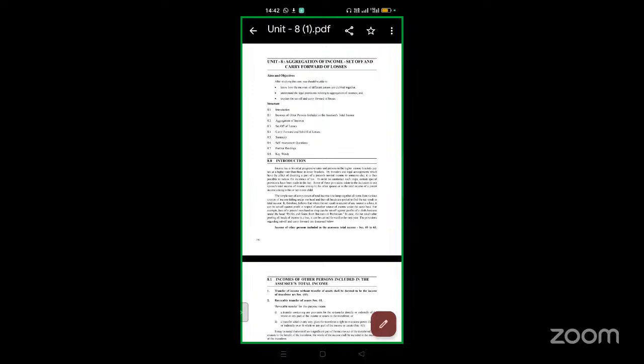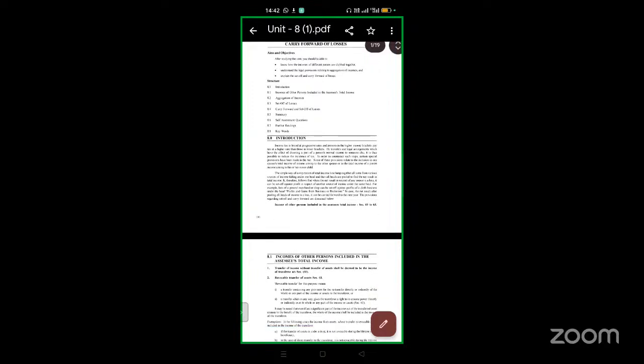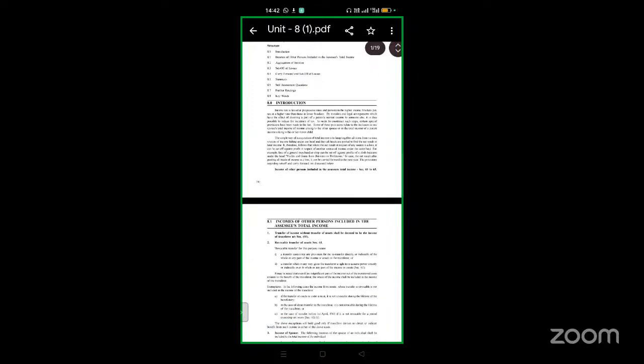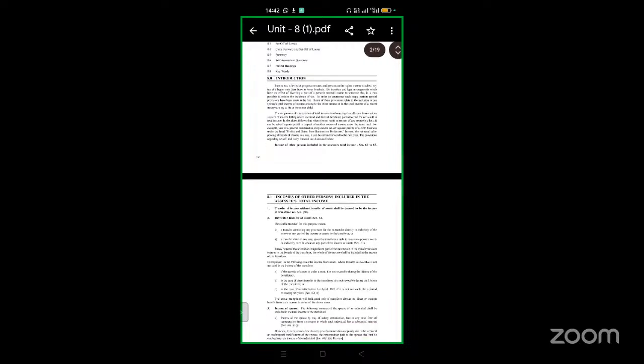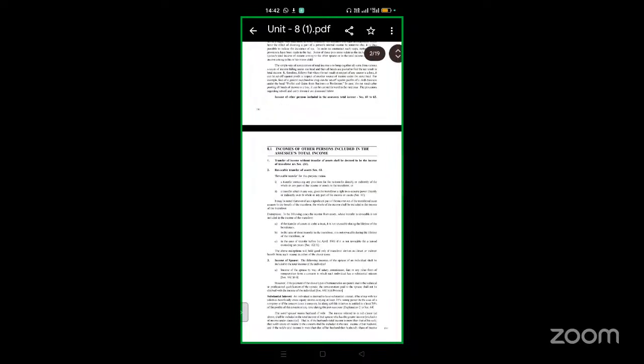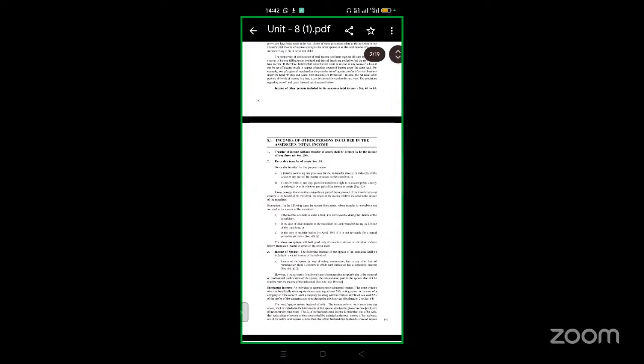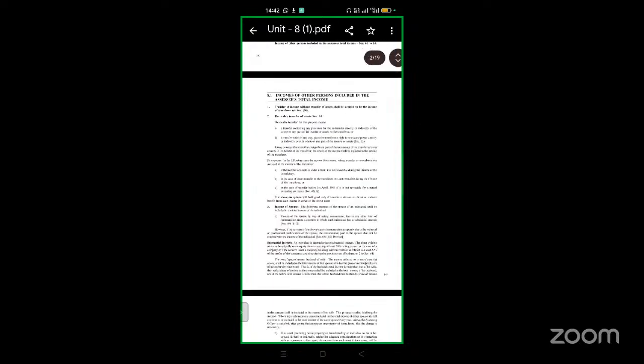So the next one is aggregation of income, set off and carry forward of losses. So here we aggregate the income of other persons included in the assessee's total income. So here we include the income of other people in the income of the assessee itself. That means transfer of income without any transfer of assets. We transfer only income, but we are not transferring the assets to whomever we have transferred. But still, whatever income we receive is taxable in the hands of ourselves only.